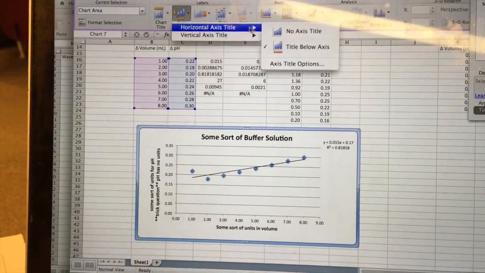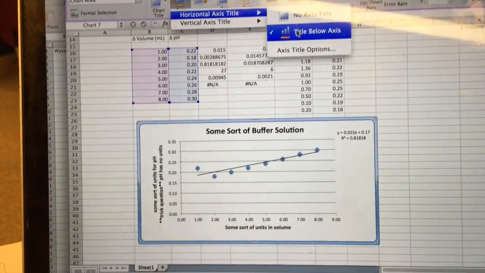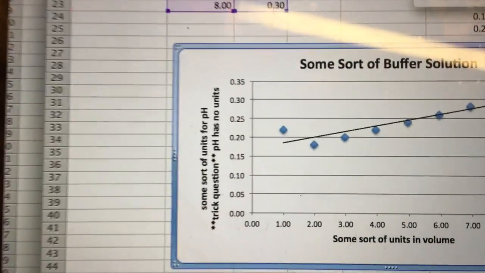When you have your chart, be sure to have a chart title as well as horizontal axis titles on the horizontal axis and vertical axis titles on the vertical axis.